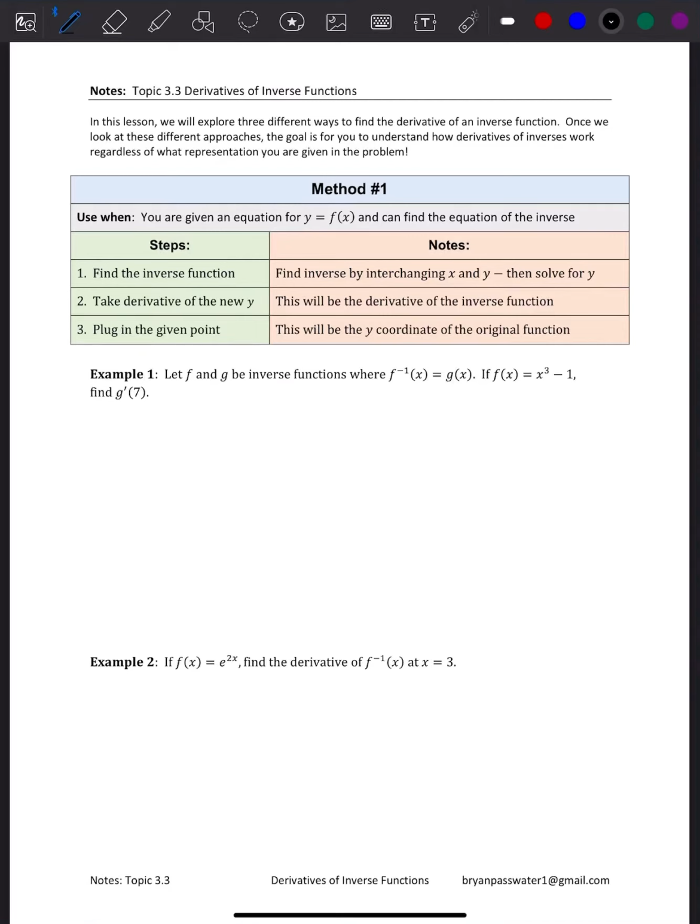Today we're going to be talking about derivatives of inverse functions. So, there are a couple different things that we have to keep in mind when we're talking about the derivatives of an inverse function. So, let's get through these three different methods. The first method is when you are given an equation for f of x, and you can find the equation for the inverse pretty easily.